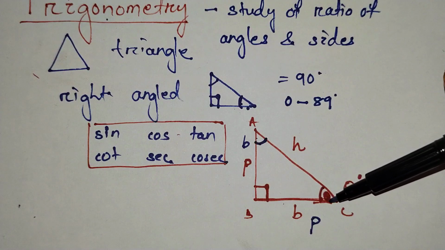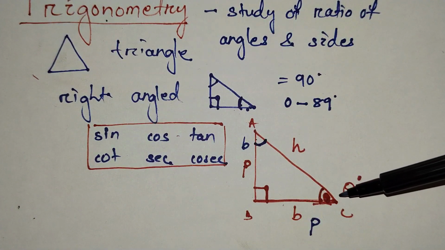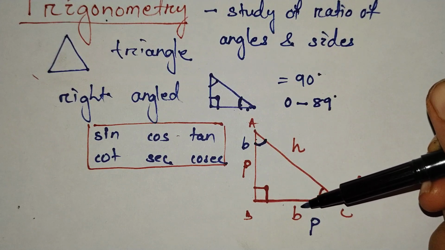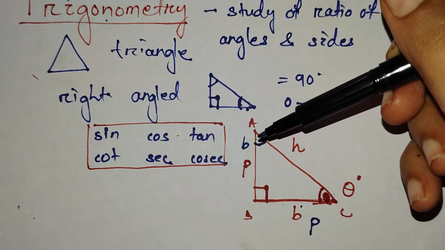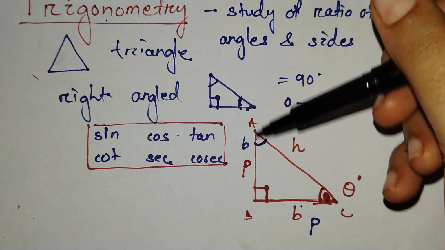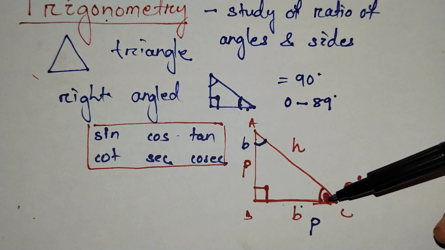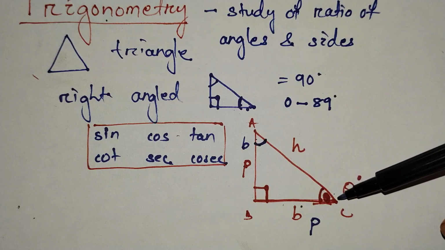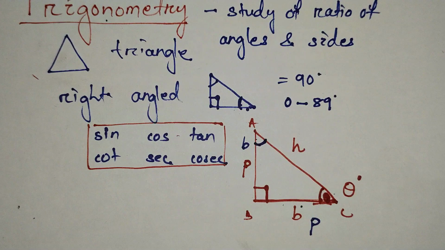Here for reference angle C, AB is the perpendicular side and BC is the base side. Whenever you take angle A as the reference angle, the sides change: BC is the perpendicular side and AB is the base side. The blue color marks are denoted with blue letters, and the angle C is denoted in red color.